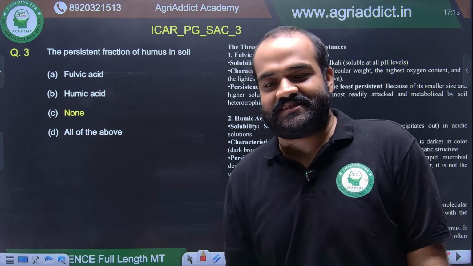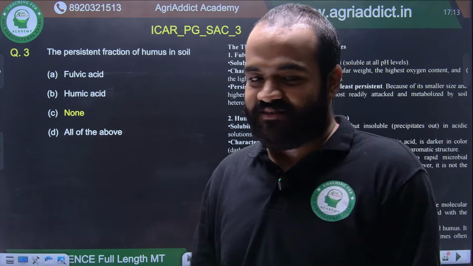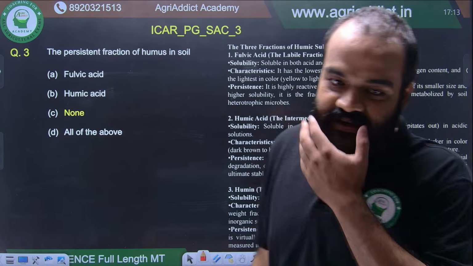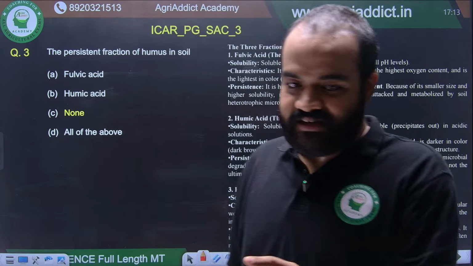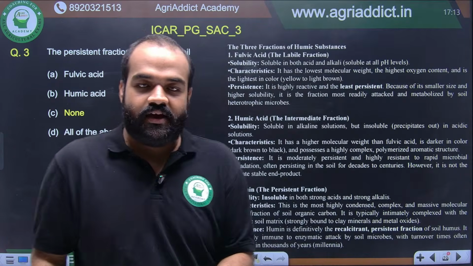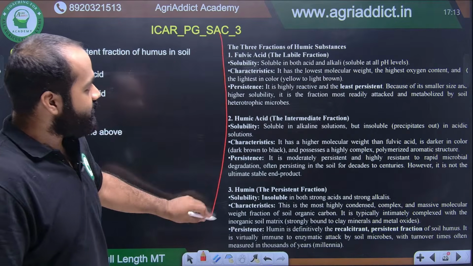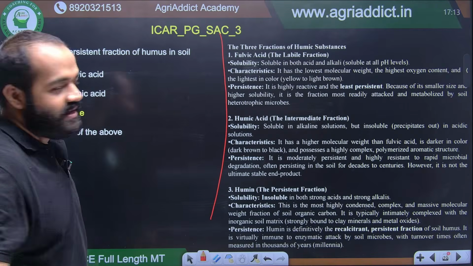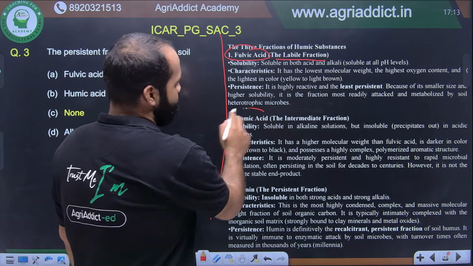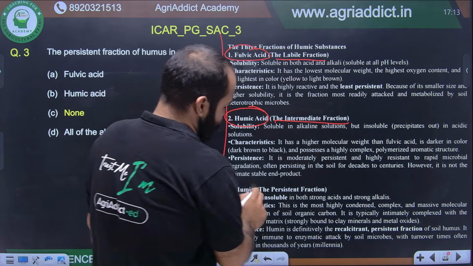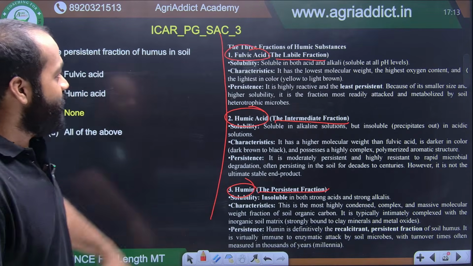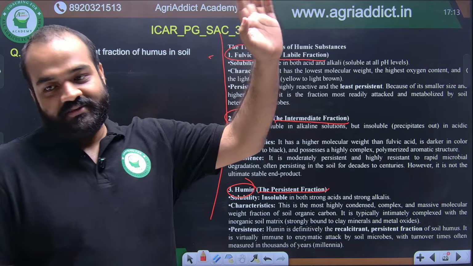Anyone who has started studying soil science, who has read soil organic matter, definitely knows about this. No, Anil, it is not B, it is not humic acid. Humic acid is intermediate, so it will be humin. So for your help only, I have taken this. The 3 fractions of humic substances, as you all know: fulvic acid is the lowest molecular weight and it is the labile fraction. Then humic acid is the intermediate fraction, and finally humin is the persistent and the most insoluble fraction.